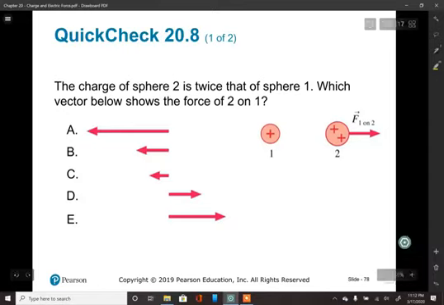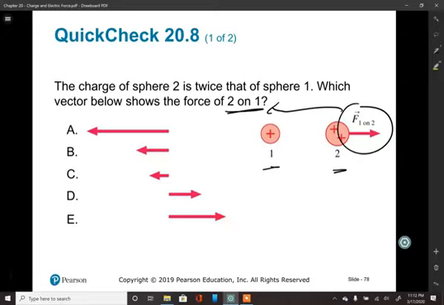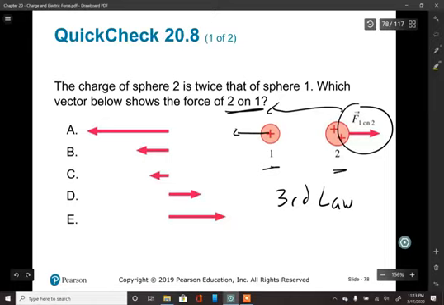So we have a picture here, charge 2 and charge 1. Charge 2 is twice the charge, and we're told the force of 1 on 2 is this. Well, look at the wording. This is F1 on 2. We want to know the F2 on 1. That is a Newton's third law statement, and we know what Newton's third law says. It's equal magnitude and opposite direction. So that looks like choice B to me.